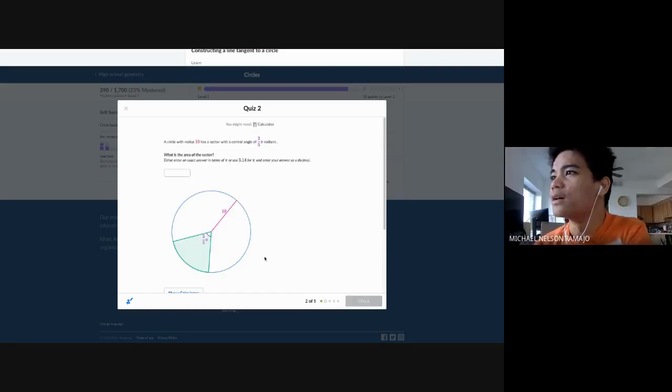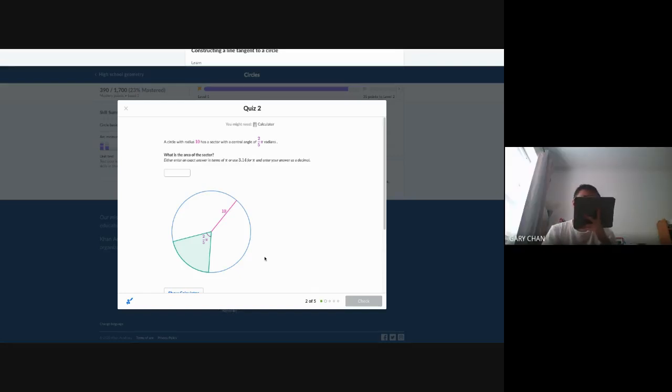Next. A circle. Here you're given that the radius of a circle is 10 and it has a sector with a central angle of 2/5 pi radians. And you're asked to find the area of the sector. Okay, so again, the radius is 10. The central angle is 2/5 pi.